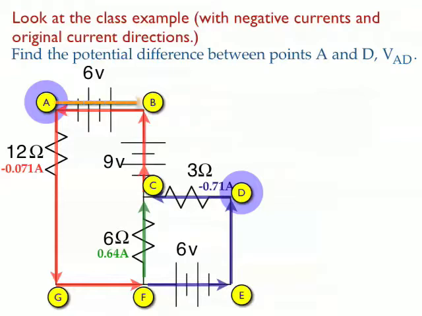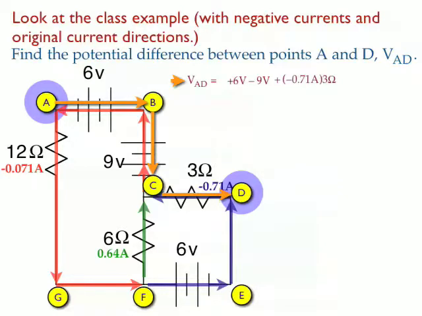The first way I'm going to do it is to go over to B, down to C, and then over to D, which is the orange line. So if I look at that one, the voltage from A to D, if I set it up, I get plus 6 volts, and then I get minus 9 volts to go across the next battery, and then I'm going against the current, so I'm going to add negative 0.71 amps times 3 ohms to get that voltage.